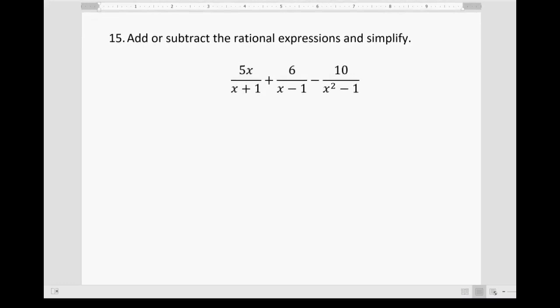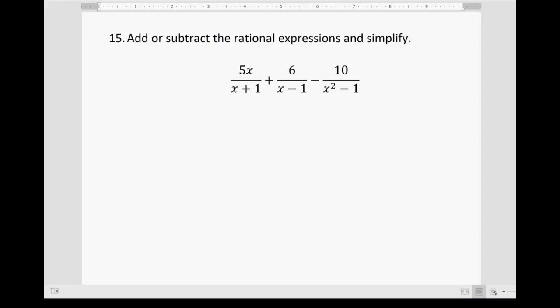Okay, next, add or subtract the rational expressions and simplify. In order to add or subtract rational expressions, you must have a common denominator.